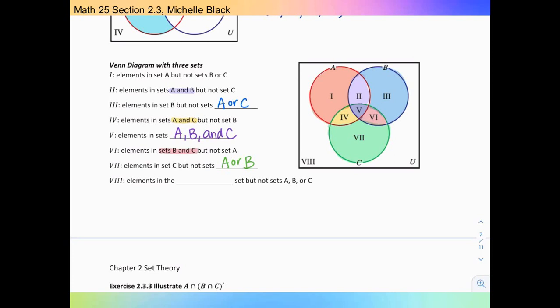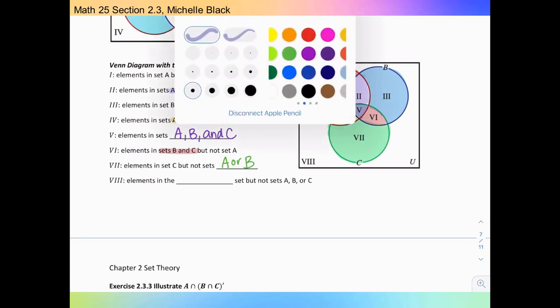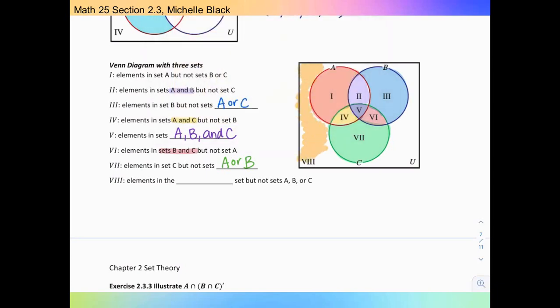And notice I still have my outside region, which is region 8. And similarly to our Venn diagram that had only 2 sets, this outside region that's not inside any of the circles are going to be all of the elements that are in the universal set, but not in sets A, B, or C. So now we know how to read the diagram that has 3 intersecting sets. Let's move on to doing a problem.